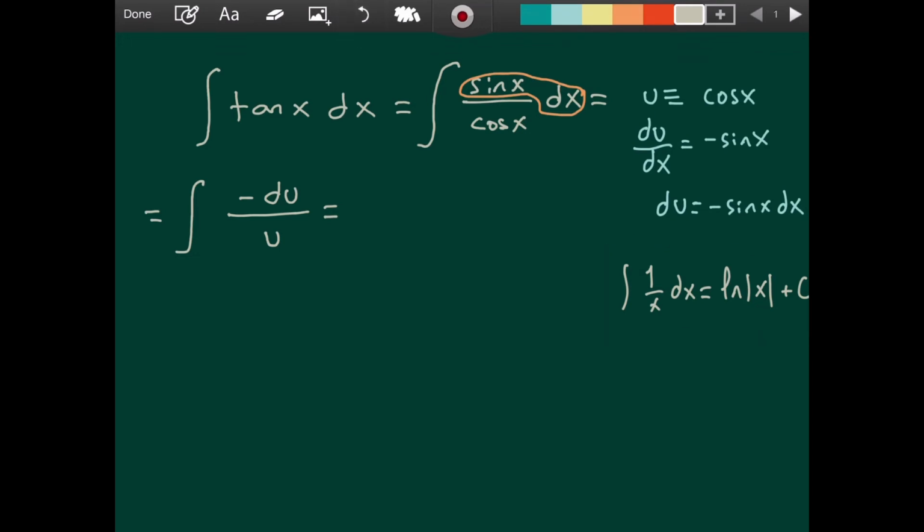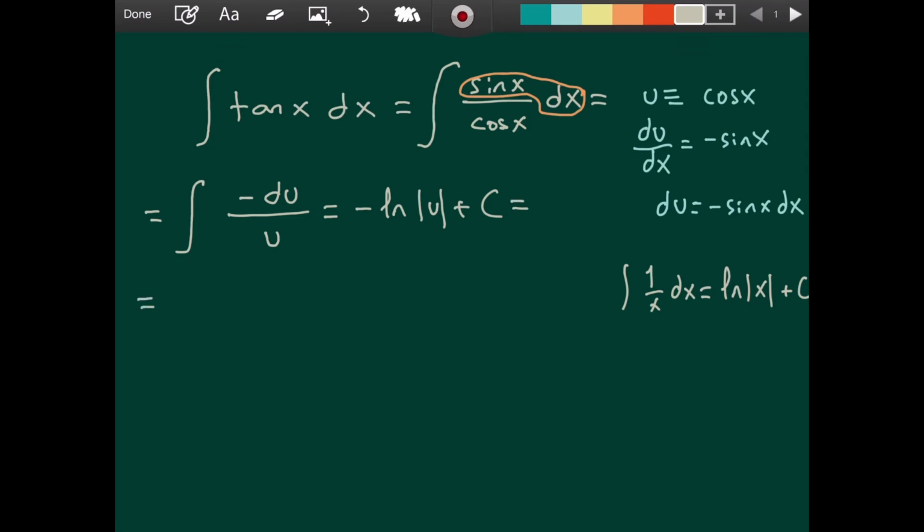So we will use this fact. And now let's substitute. We just have u instead of x, right? It doesn't make a difference. So we get negative. Don't forget the negative. We get negative ln absolute value of u plus c. And c here is just a constant, a number basically, any number.